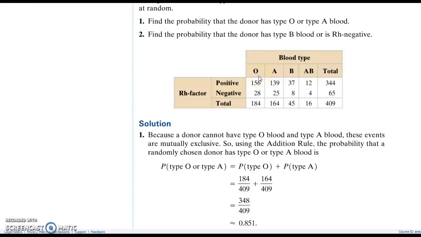An example here from the book: what's the probability that someone has type O or type A blood? You can't have both at the same time, so we have mutually exclusive. We're just going to add the probability of having type O, which is 184 out of the total number of people, and the probability of having type A, 164 out of the total. If you add those together, you get the probability of A or O.